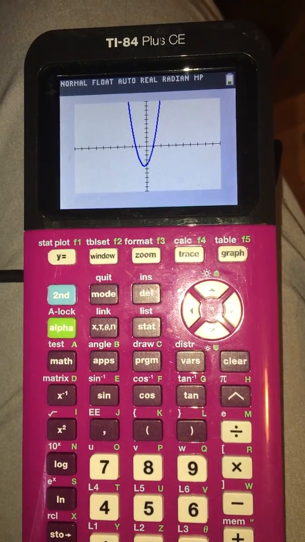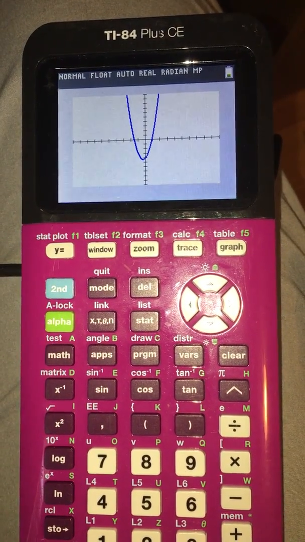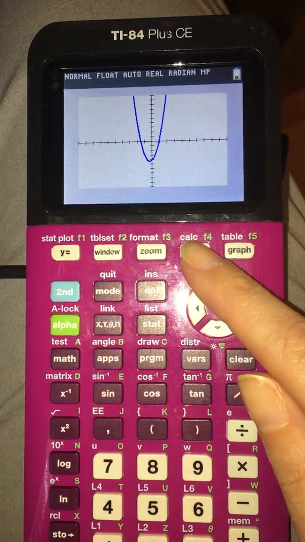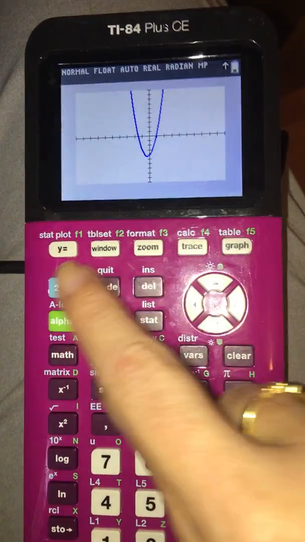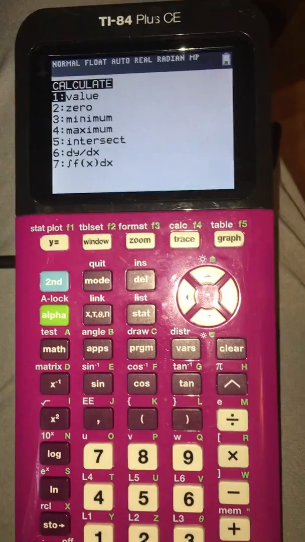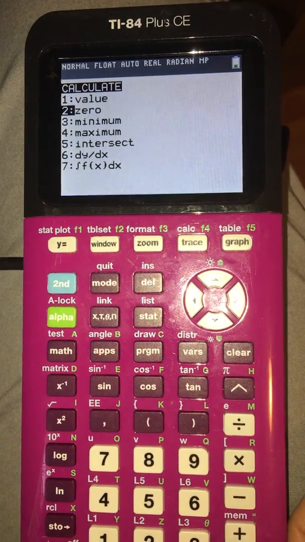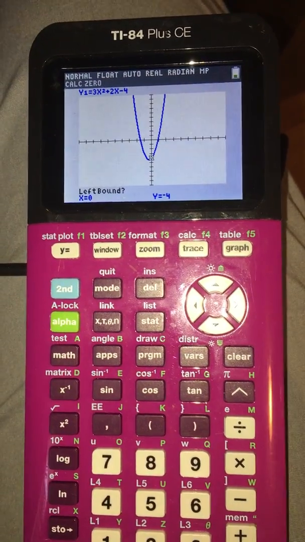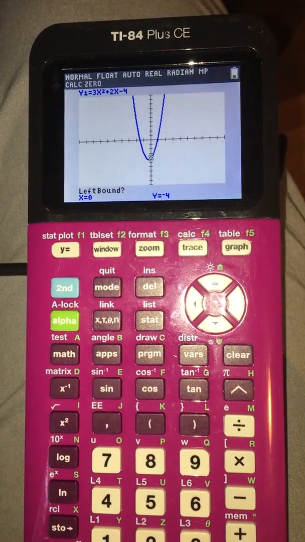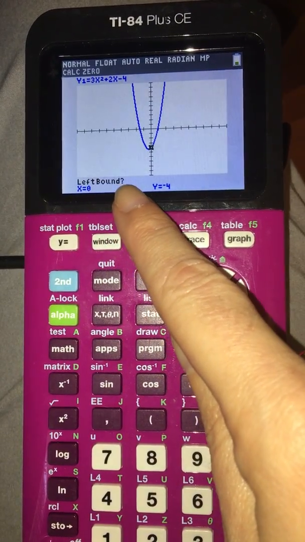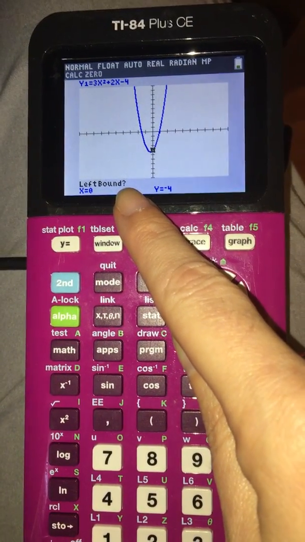So in order to determine the x-intercepts on a graph, we're going to go to the calculate menu. So we go to second, trace. X-intercepts are also known as zeros, so we're going to choose option number 2, which is zero. And when that happens, you'll see at the bottom of the screen, our calculator is going to ask us a question. It says, what is your left bound?